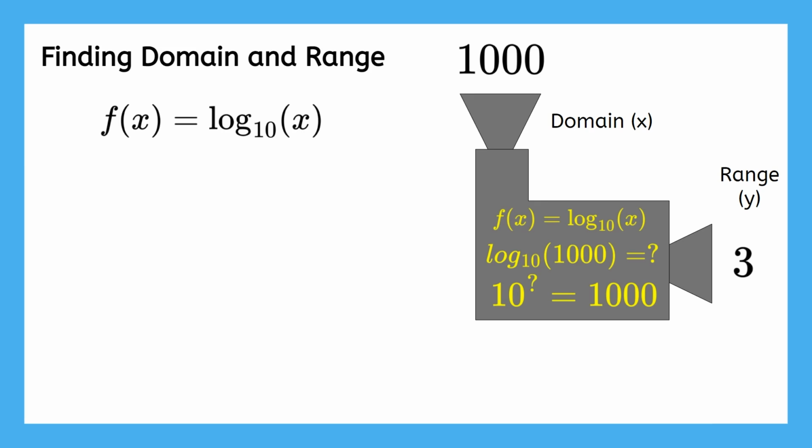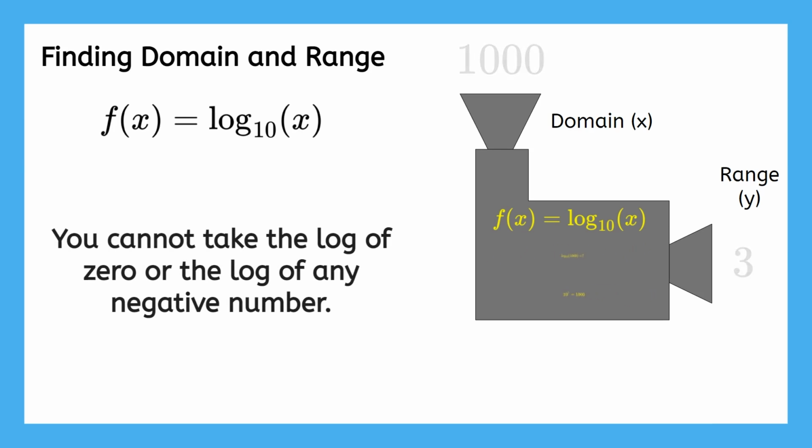If right now you're thinking, what were those log rules again? Don't worry. For at least this lesson, the main thing you need to remember is that you cannot take the log of 0 or the log of any negative number. So if we can't do logs of negatives or 0, then those are the numbers that we cannot put into this machine, which means that those are the numbers that are not in the domain.